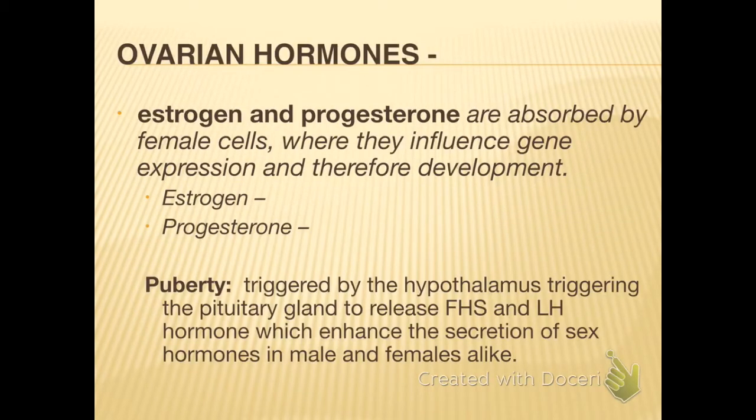Okay, then we go to what's called our ovarian hormones, and we've actually already heard about these two. They're called estrogen and progesterone, and they are absorbed by cells, and they influence gene expression and will therefore influence fetal development. Let me go through each of these hormones and let you know what each one is for specifically. Estrogen causes the thickening of the endometrium.